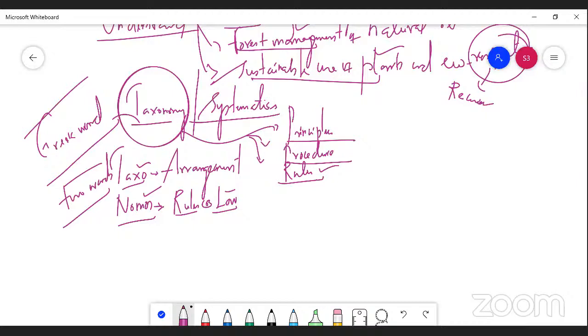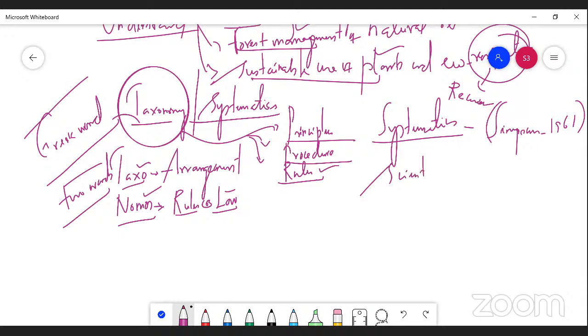Next, I am going to discuss what is systematics. The first person to coin the term is commonly called Simpson, in the year 1960. He was the first person to coin the term systematics. The definition of systematics is the scientific study of living organisms and the relationship among them.